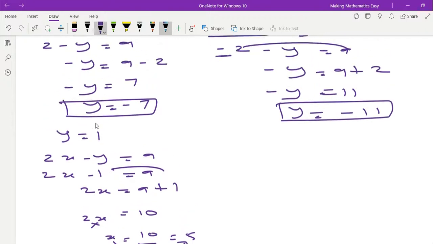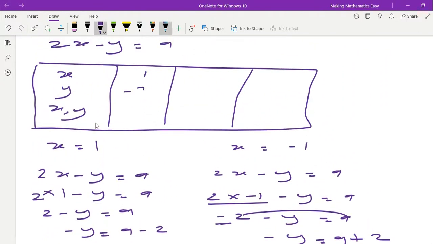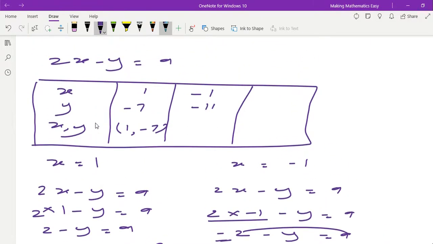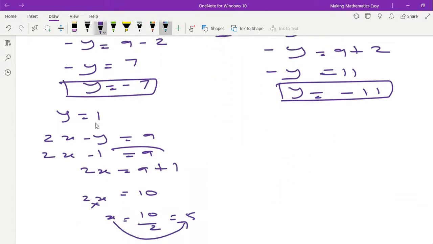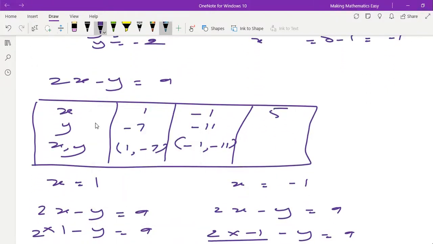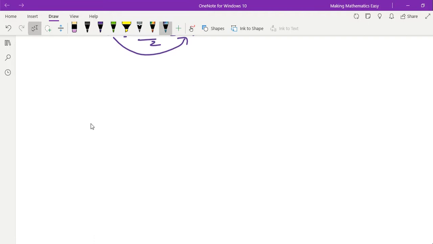Okay. So what are our coordinates? 1 and minus 7, so this will be 1 comma minus 7. This is minus 1 and minus 11. And then y is 1 and x is 5. This is 5 comma 1. Okay, now let's go to the graph portion. Let's draw the graph.